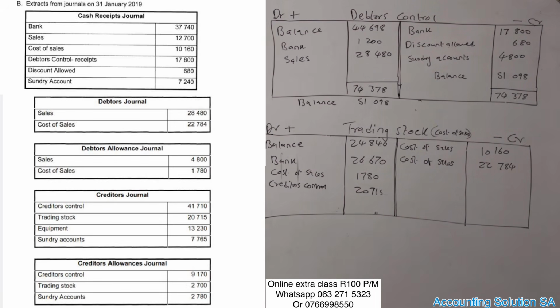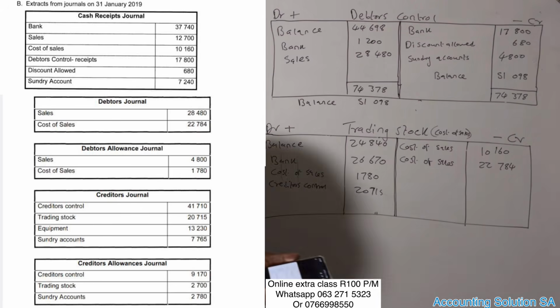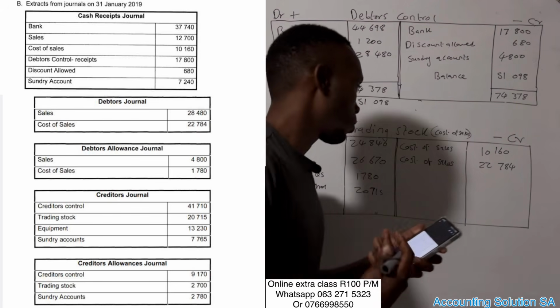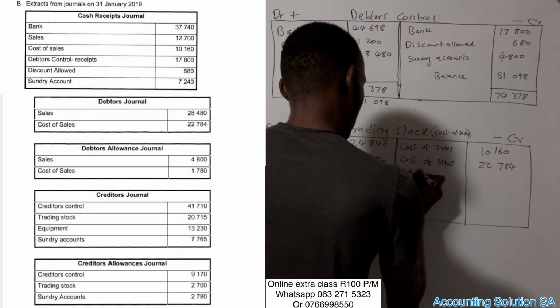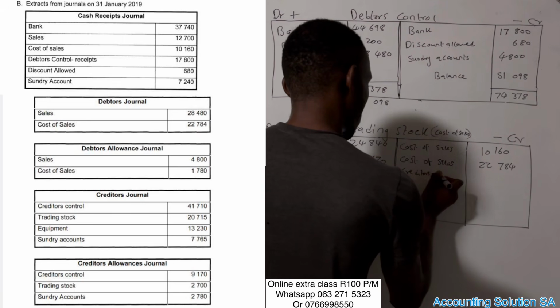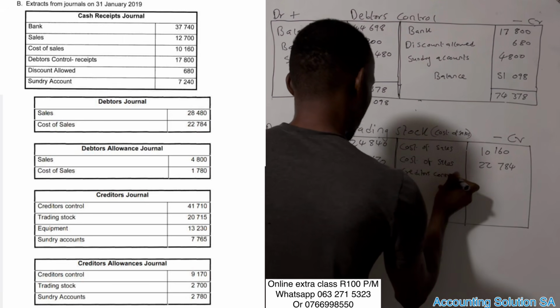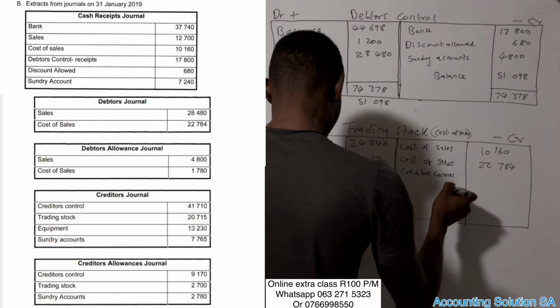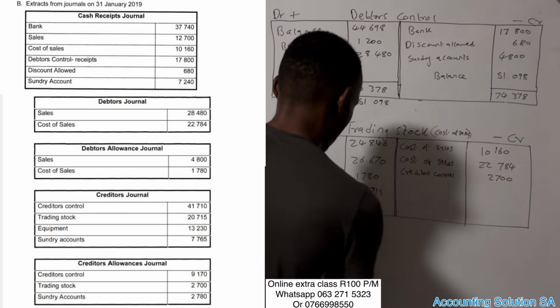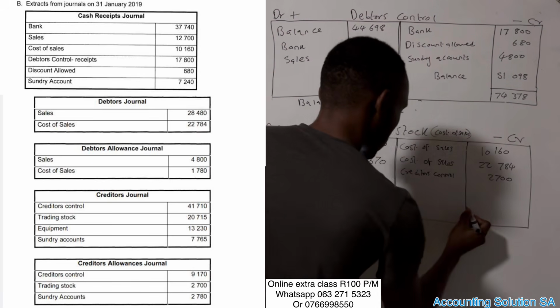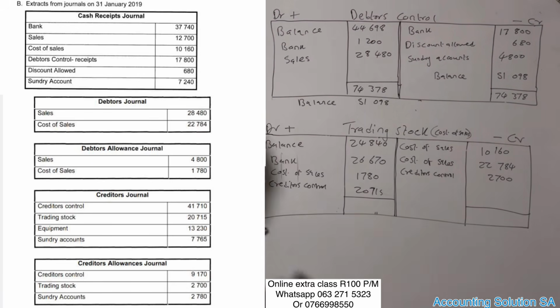Okay, and the last one, creditors allowance, simply means that we returned stock back to them. Okay, creditors control is how much we returned of the trading stock, 2,700. Very simple. And after that, we check which side is higher.